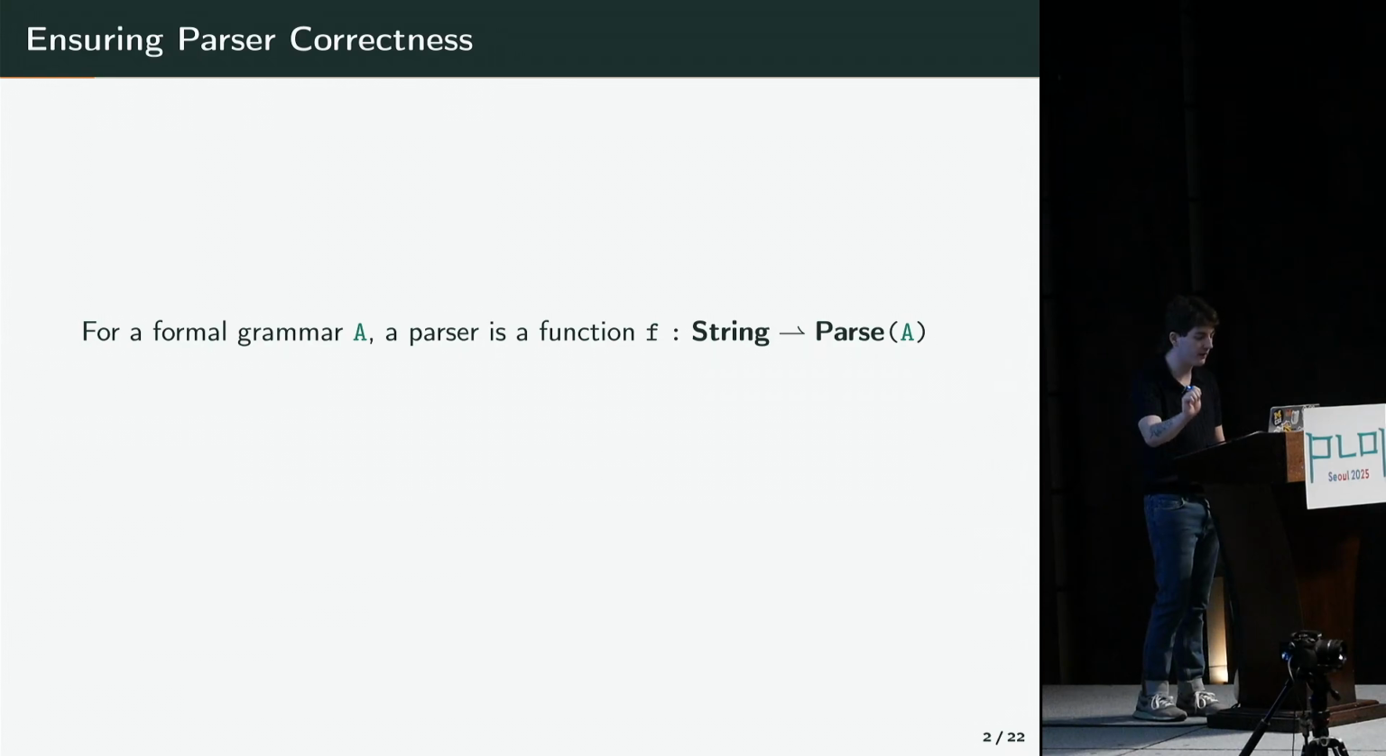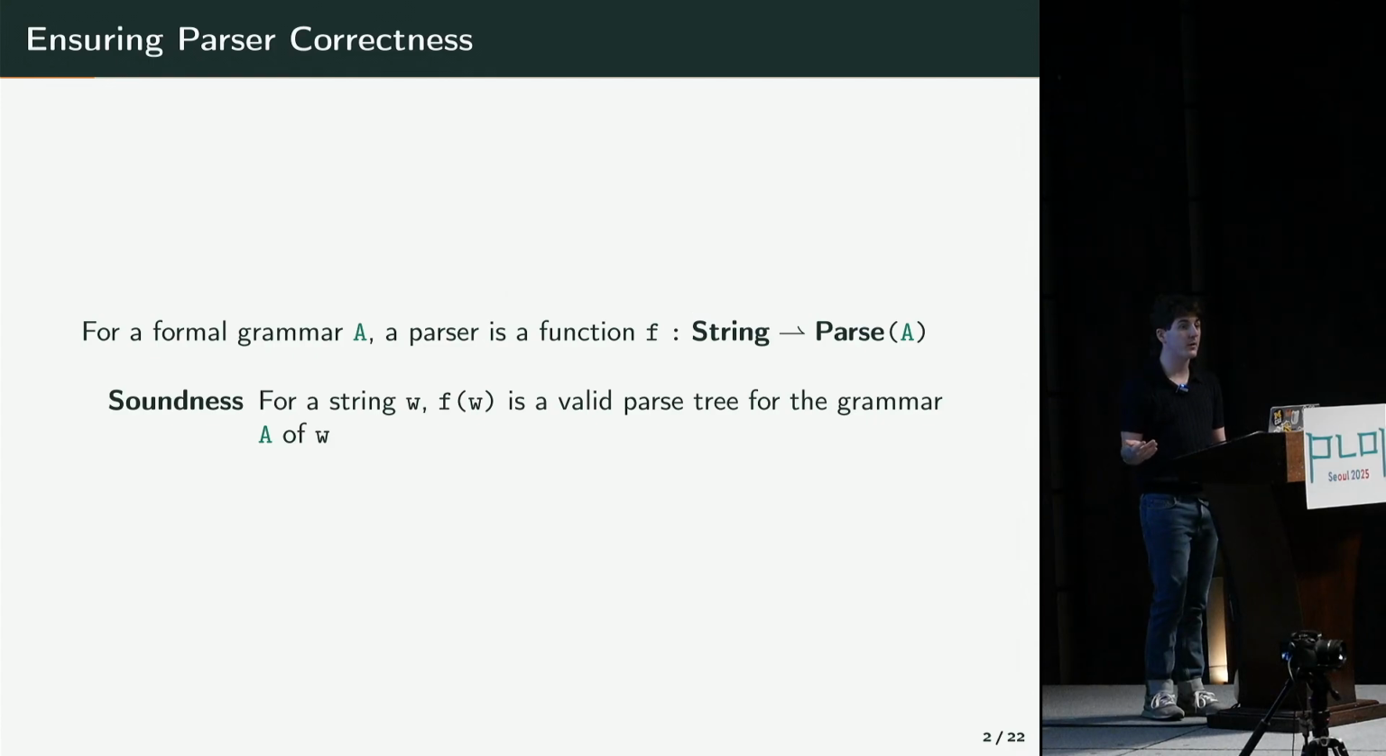And when we verify these parsers, we want to verify 2 key properties. One, we want to verify that the parser is sound, meaning for some input string W, when the parser claims to have returned a parse tree f of W, it's a valid parse tree for the proper formal grammar A, but it better ought to be a valid parse tree for the same input string W, so the parser doesn't change the resources being parsed.